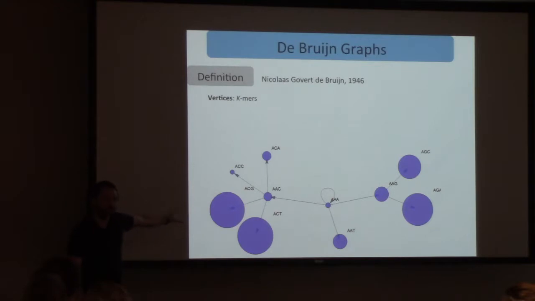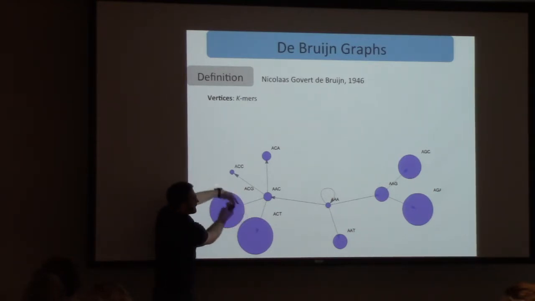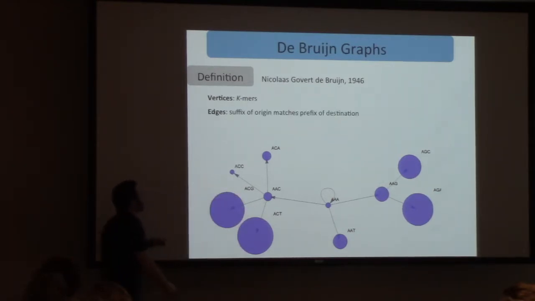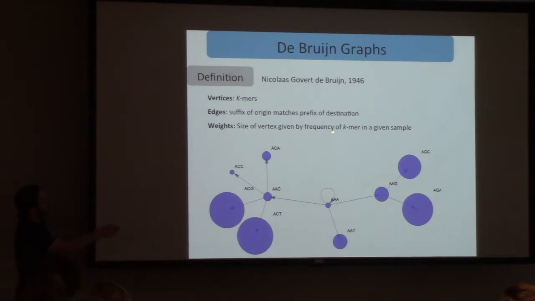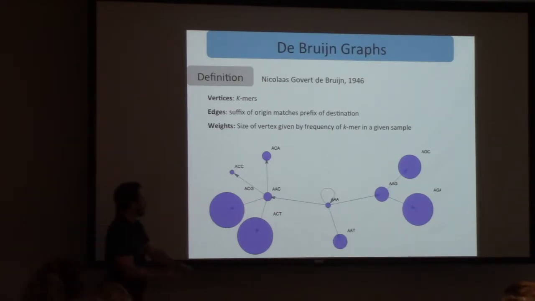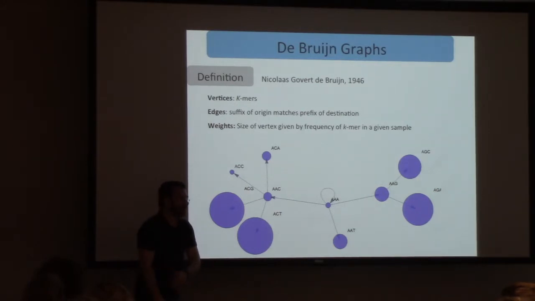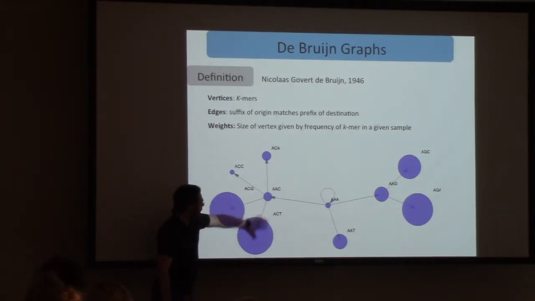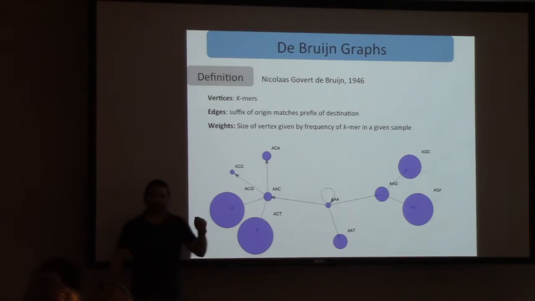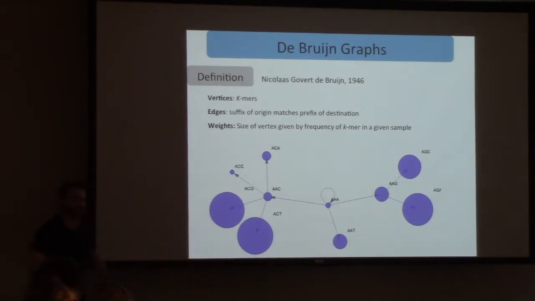On this particular De Bruijn graph, you can see that our vertices have these disks of different radii. Those are going to be weights given by frequencies of these k-mers in a particular sample. So in this pictorial representation, there were a whole lot more ACTs than there were AACs in this sample.